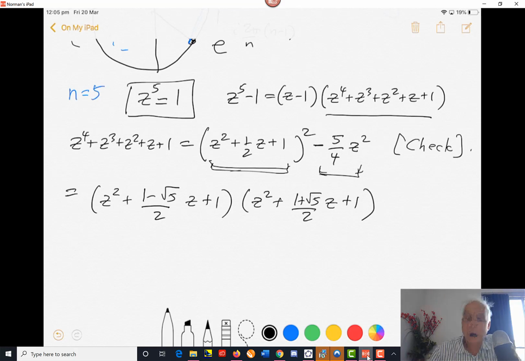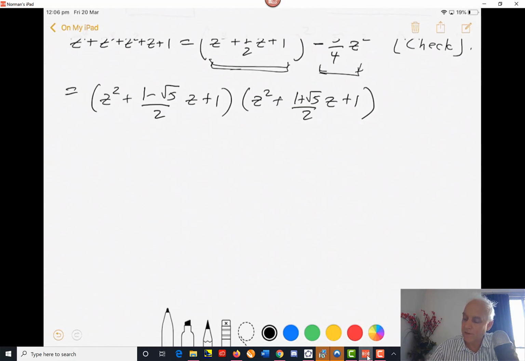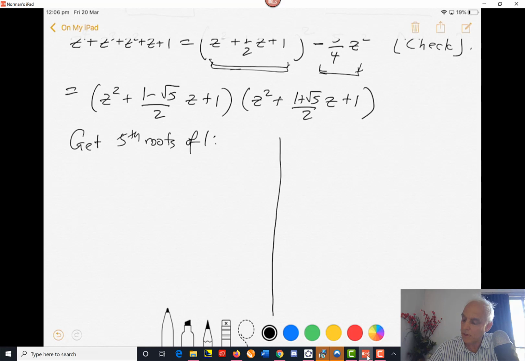So we get a kind of non-obvious factoring of this quartic into two quadratic factors, but the quadratic factors themselves have these square root of 5s in them. If we want to completely factor this, we would have to apply the quadratic equation to both of these quadratic factors. We could do that, and I'm going to leave that as an exercise. And what do we end up getting? We get the 5th roots of 1. I'm going to show you the picture.